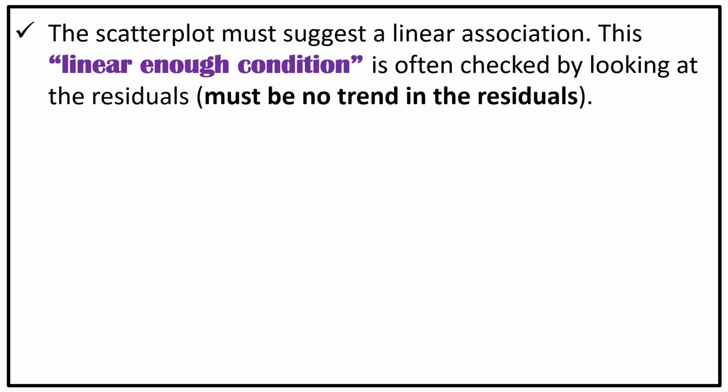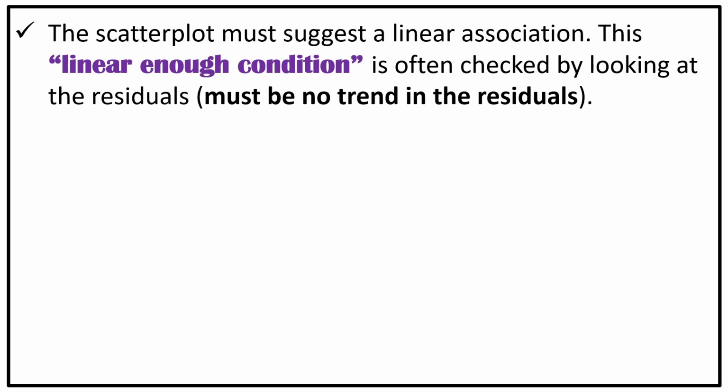Okay, now the last thing to talk about, the conditions for which linear regression can be performed. So I talked about these conditions in the previous video, so most of this is going to be a review. Of course, the first condition is the predictor and response must be quantitative. But setting that aside, the scatter plot must suggest a linear association. So this we call the linear enough condition. And it's often checked by looking at residuals.